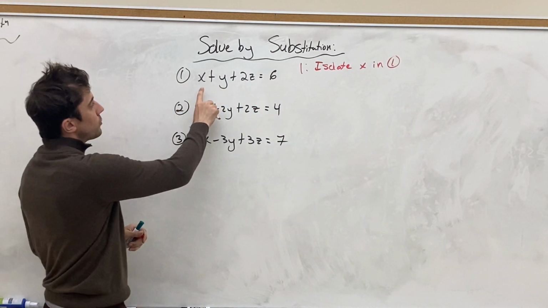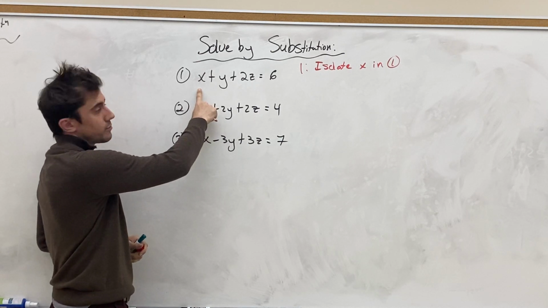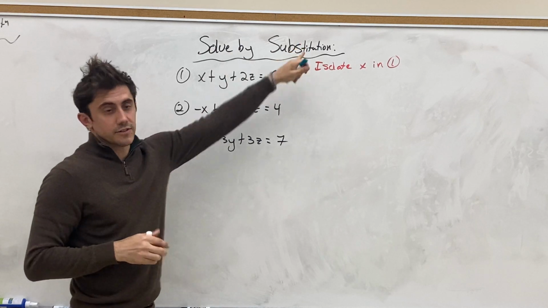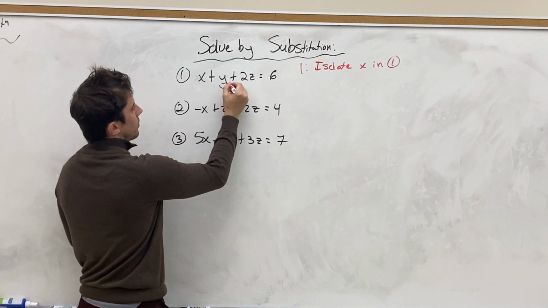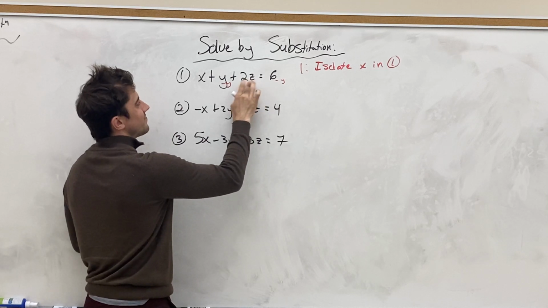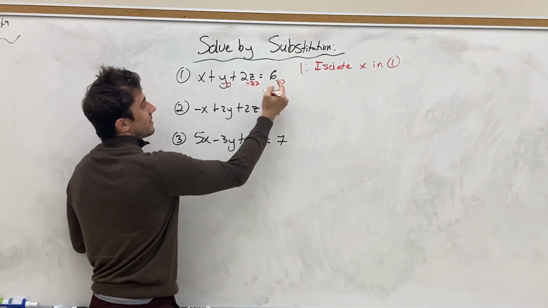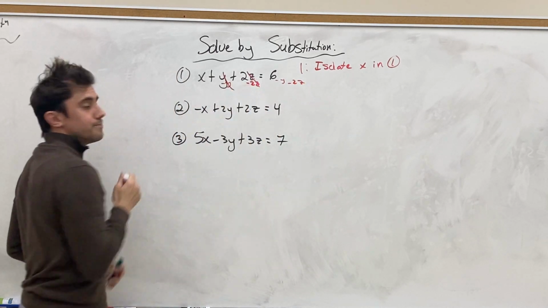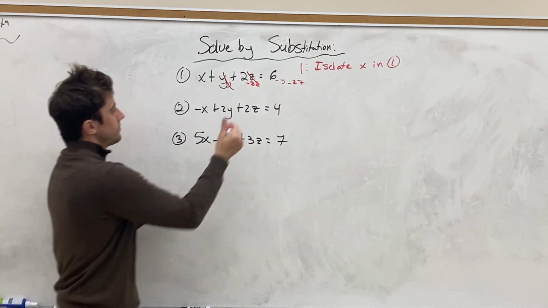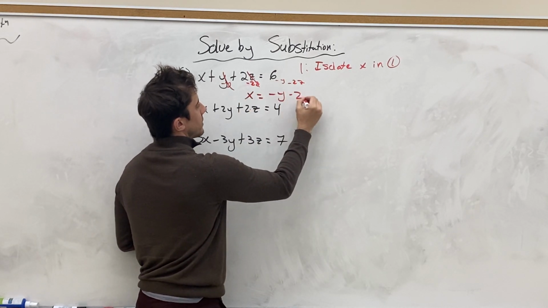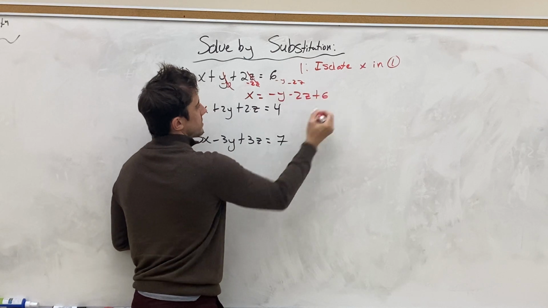Okay? So if we want to get the x by itself in this equation, if we want to isolate that x, let's move everything else to the other side. And so we'll do minus y, minus 2z, and then minus y and minus 2z, of course, right? To get x isolated on one side. And so x is then negative y minus 2z plus 6, okay?